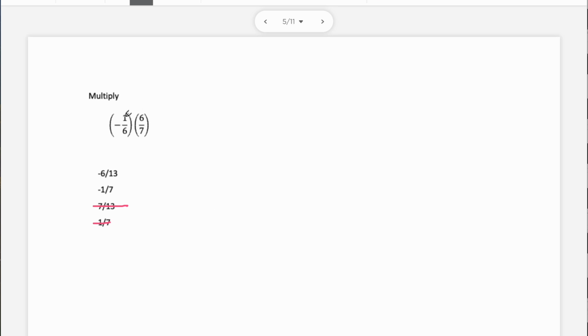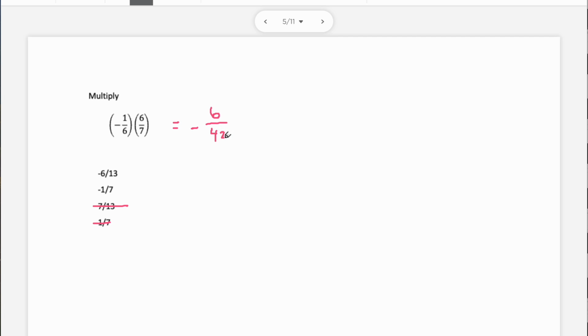All right, when you're multiplying fractions, you just go straight across. Straight across the top, straight across the bottom. 1 times 6 is 6 on the top, and we'll go ahead and put our negative sign. And 6 times 7 on the bottom is 42.